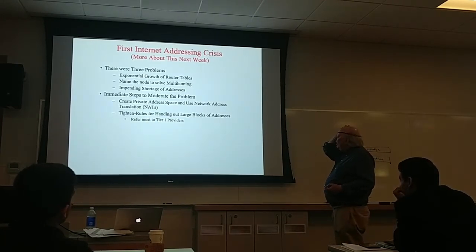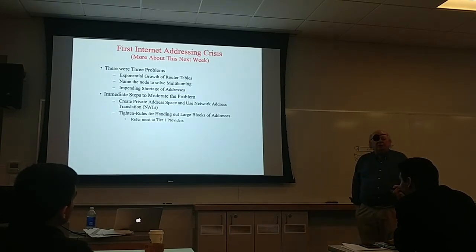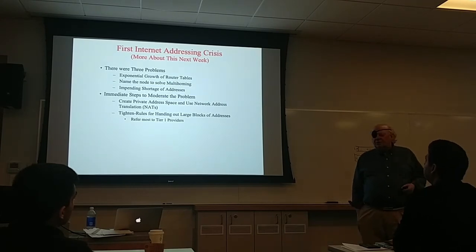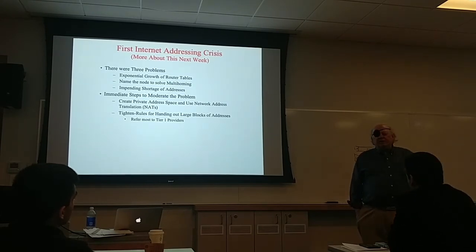Tighten the rules for handing out large blocks of addresses. Refer most everybody to the tier 1 providers. Instead of everybody going to IANA and getting a block of addresses, go to your provider and have them give you a block. That way, at least we know what the prefix is for a provider like Comcast. And if you're on Comcast, you've got one of their blocks. All I have to do is route it to Comcast. I don't have to know where you are.